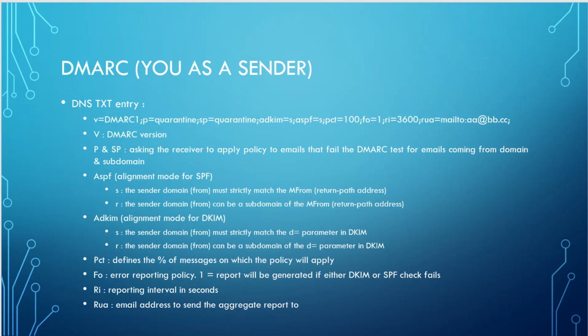The percentage means that, on my side, for 100% of the messages I'm asking the receiver to apply this policy. Now for the error reporting policy, I've put it at 1, which means that a report will be generated if either the DKIM or SPF check fails. If it's the value 0, you will receive it only if everything fails. For the reporting interval, I said I wanted it every hour, but the receiver can say no, and it will be once every 24 hours. Then you've got the reporting address that you would like the report sent to, which we will see after.